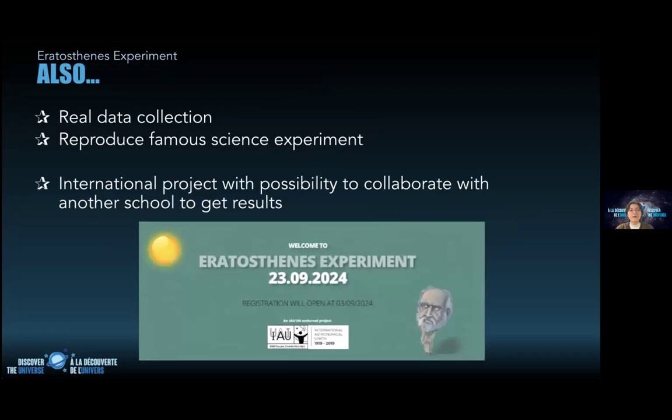There we go. You'll be reproducing a famous experiment from the past. And there's also the opportunity to engage in this experiment on an international project, so you can collaborate with another school to get results. You do your measurement, another school across the world does their measurement, and you can compare your results through this international collaboration.